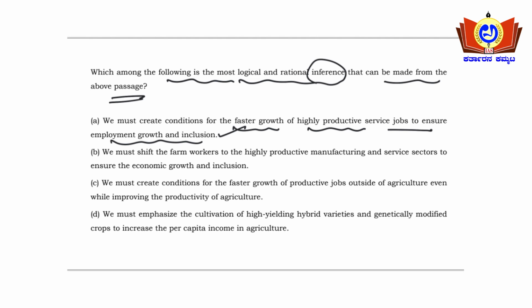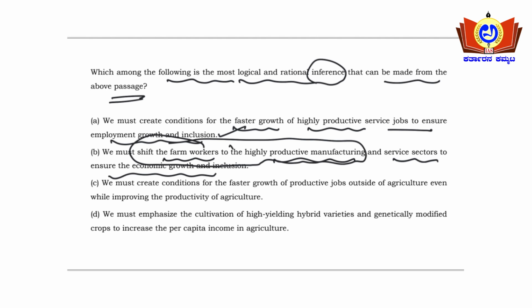We must shift the farm workers to highly productive manufacturing and service sectors to ensure economic growth and inclusion. The passage does speak about the agricultural sector, manufacturing sector and service sector, but nowhere in the passage can we get to the point that we must shift the farm workers. So this can be negated. Option B is wrong here.